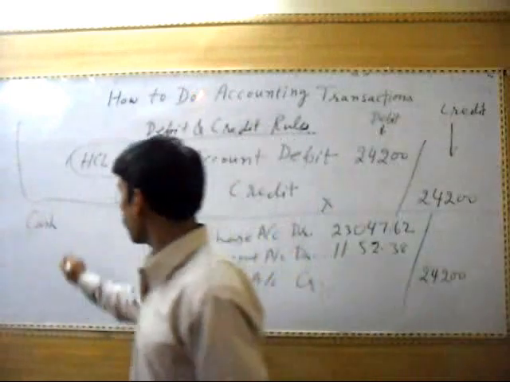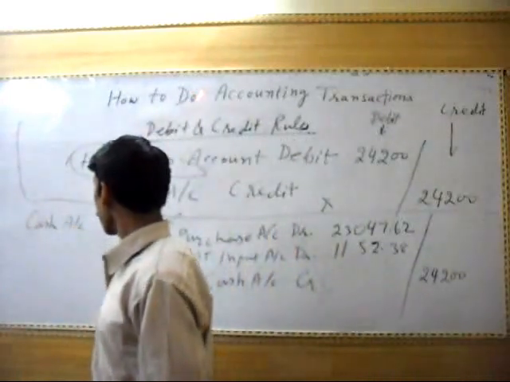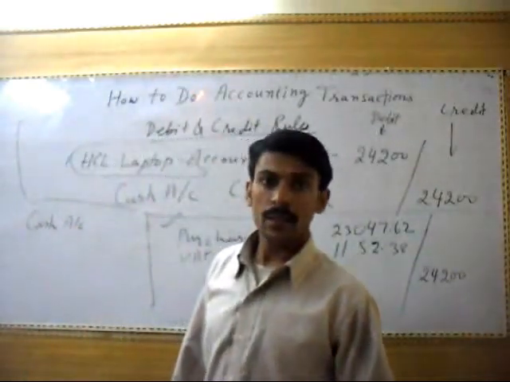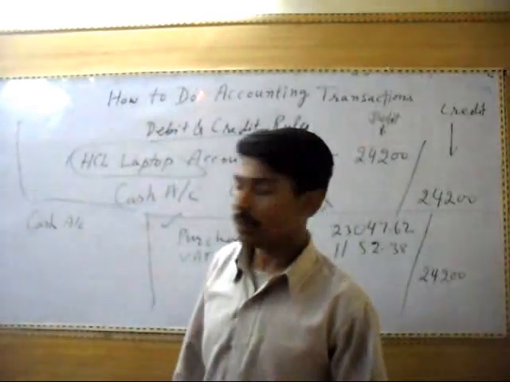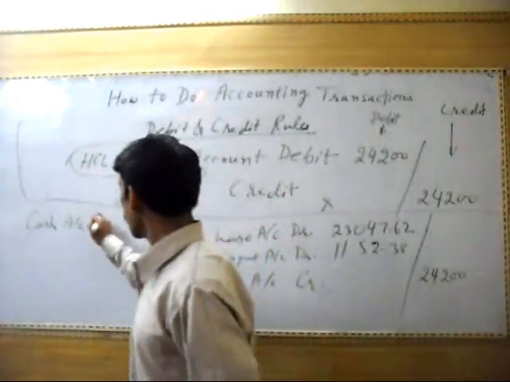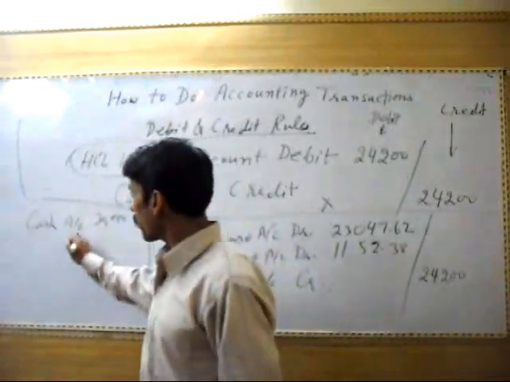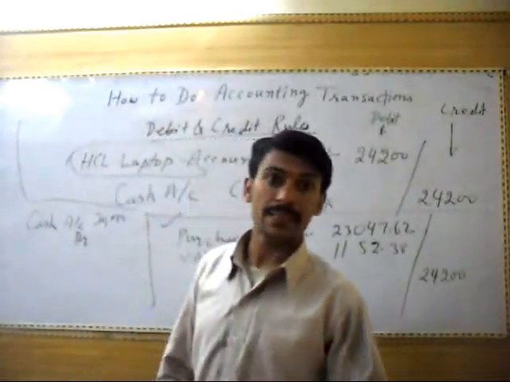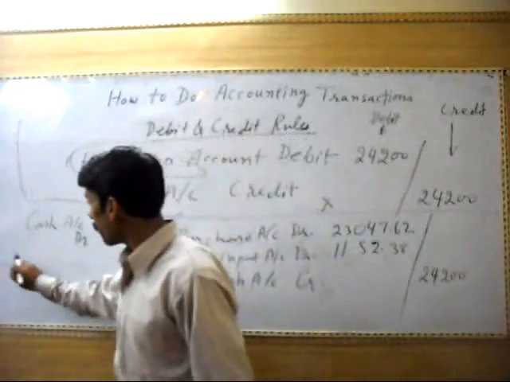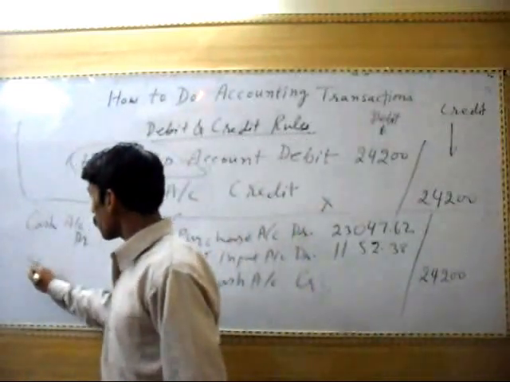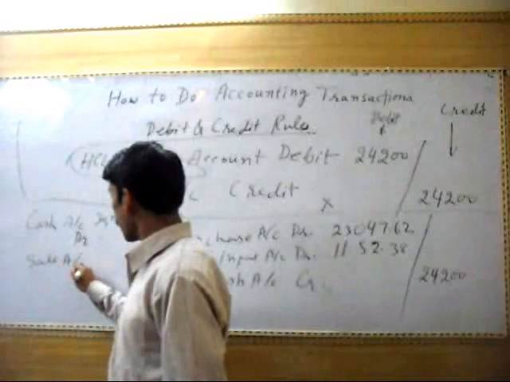Now when I sell this laptop to another person, I will get cash. Cash account debit. I sell with the amount of 30,000. This account will be debit because cash is coming. And sale account credit.